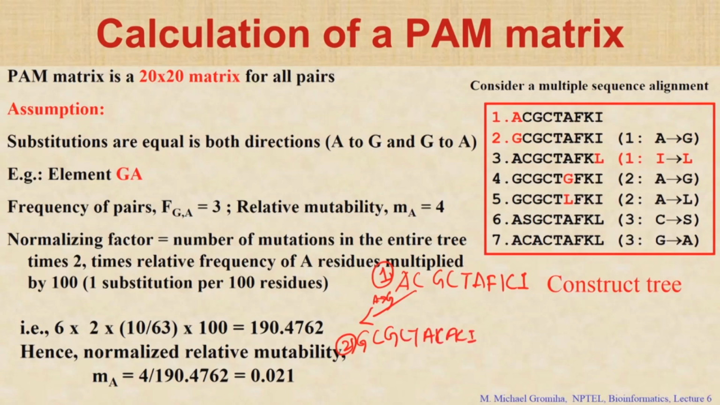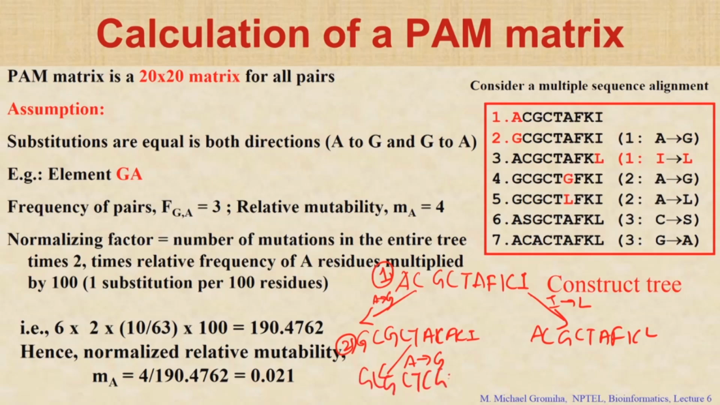Then the third sequence we get is one where the mutation is I to L. So, here this is the change, and we get this sequence A C G C T A F K L. Now, for the second one we make another change, A to G. So, we get this sequence G C G G C G C T G F K I.